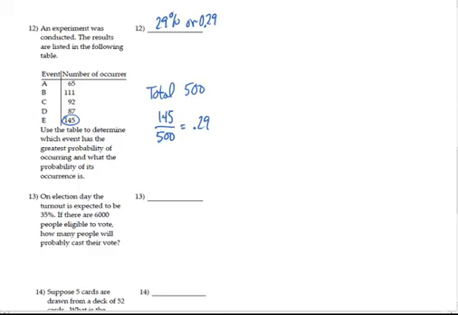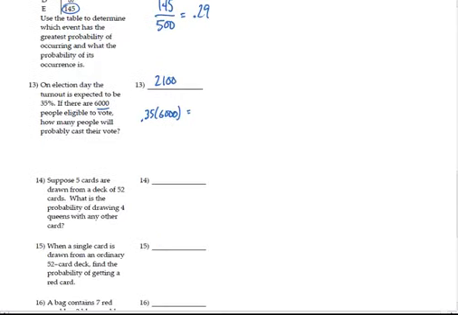On the next problem, on election day, turnout's expected to be 35%. If there are 6,000 people eligible to vote, how many people will cast their vote? You would just multiply 0.35 by 6,000, and that would tell you how many people are expected to turn out. And that would be 2,100 voters.